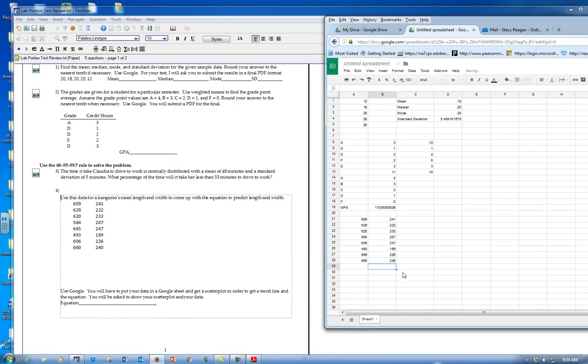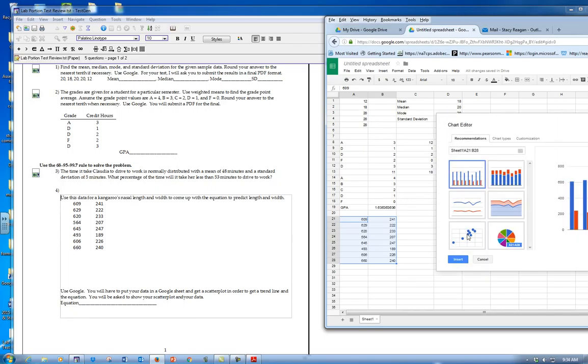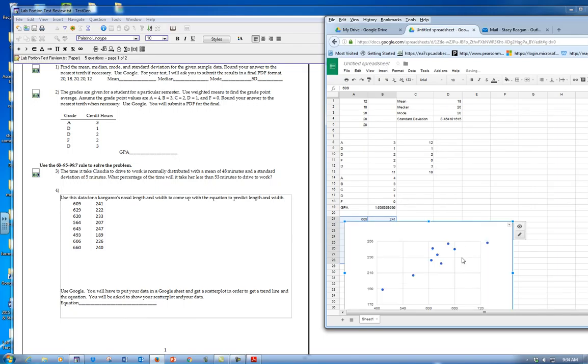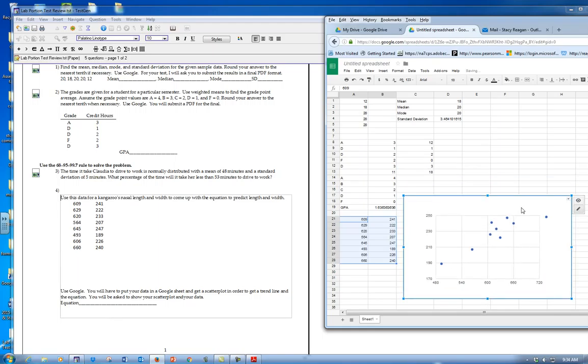So I have my data typed in. You want to make sure, go back and maybe check it, make sure you're right. But you're going to highlight, insert, chart. You want a scatter plot. So we're going to insert a scatter plot. Remember that in order to get our equation, we go into Advanced Edit.